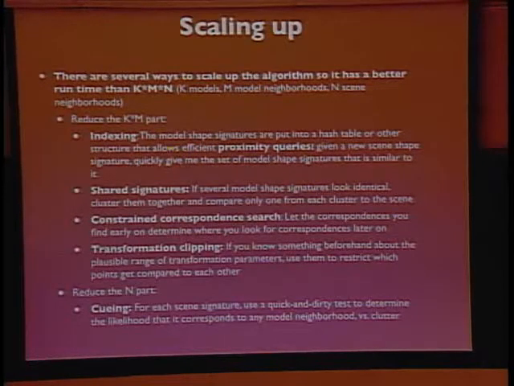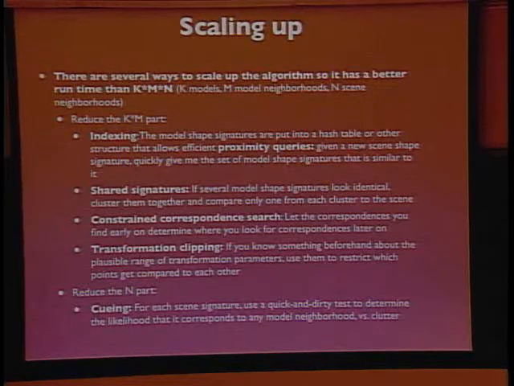Well, here's a couple of recipe slides. There are several ways, and they're basically a bag of tricks that we employ to scale up this algorithm so that it has better runtime than this polynomial thing, k times m times n. One thing you can do is reduce that k times m part, which is basically changing the way that you represent your database of objects, because right now we're thinking about our database of objects as being one long linked list of shape signatures, if you will.